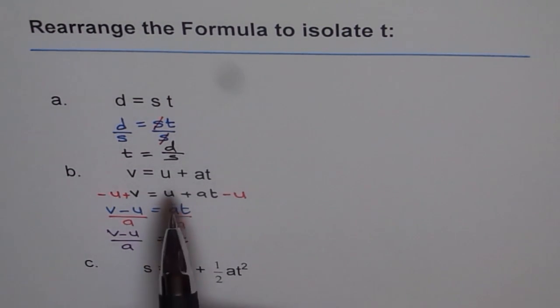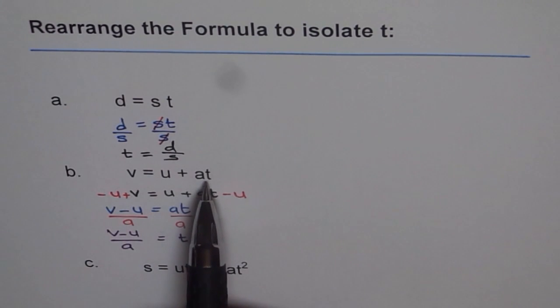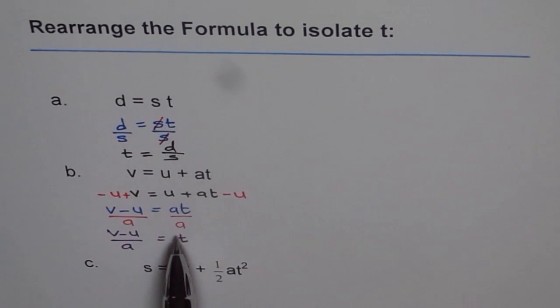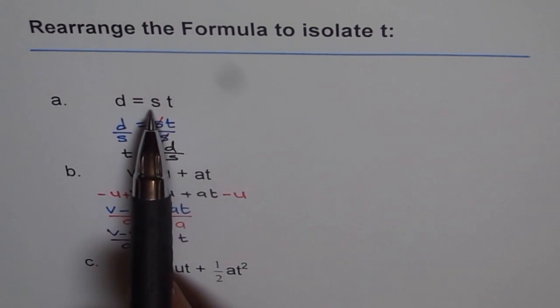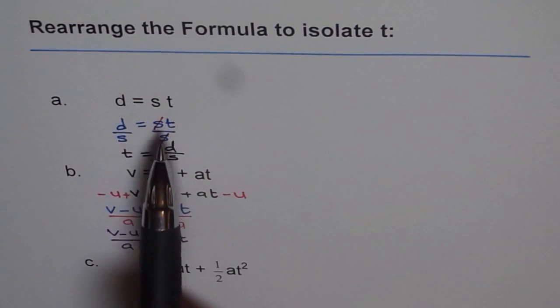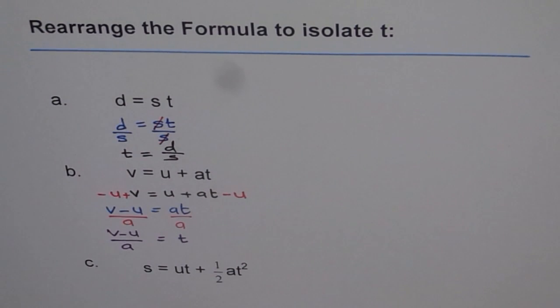So what do we have here? We have at plus something. So first get rid of whatever is being added. Now a is being multiplied to t. So you do the reverse operation, divide by a, correct? So always when we are isolating, we are doing the reverse operation. Let's look back again. D equals st. So we want to get rid of s times t, divide by s. The reverse of times is division. That's what we did, and got rid of s. So we isolated t.